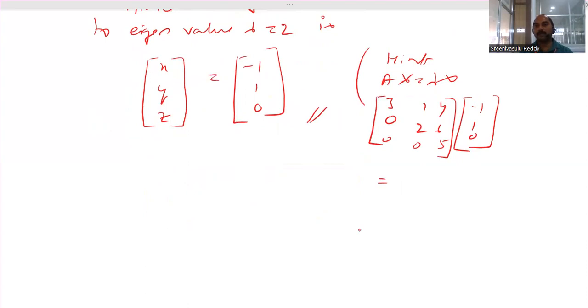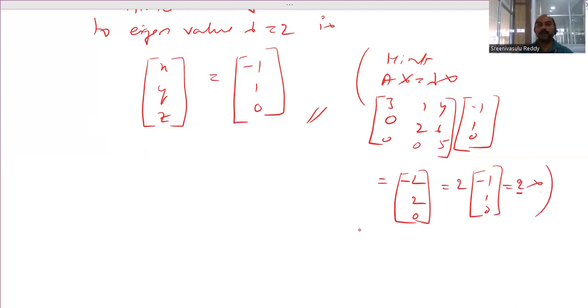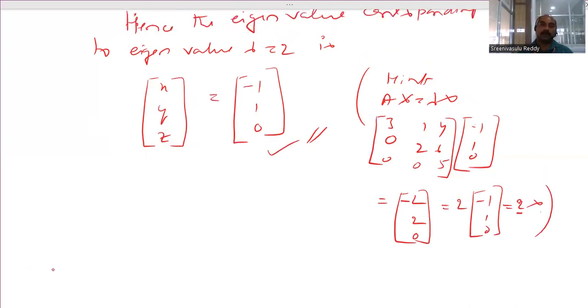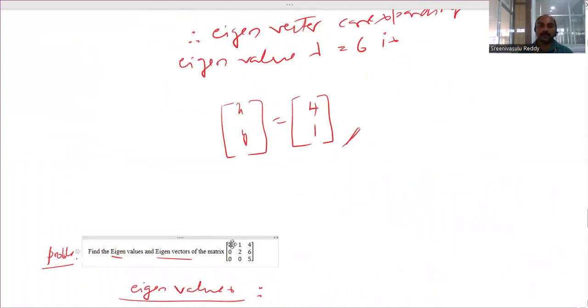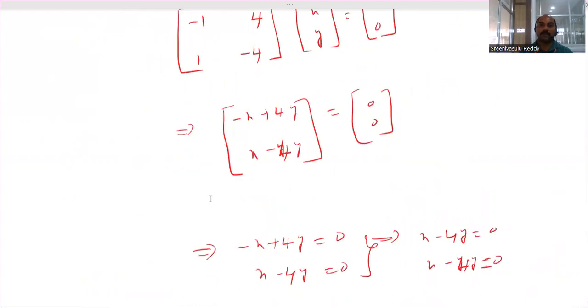Minus 3 plus 1 means minus 2. In the second row, we get plus 2. In the third row, 0. Take 2 as a common factor. It is written as 2 times minus 1, 1, 0. It is in the form lambda x, lambda nothing but 2, into x. Therefore, our answer is right. We can evaluate the other eigenvalues also. This is the homework part. Try it yourself.